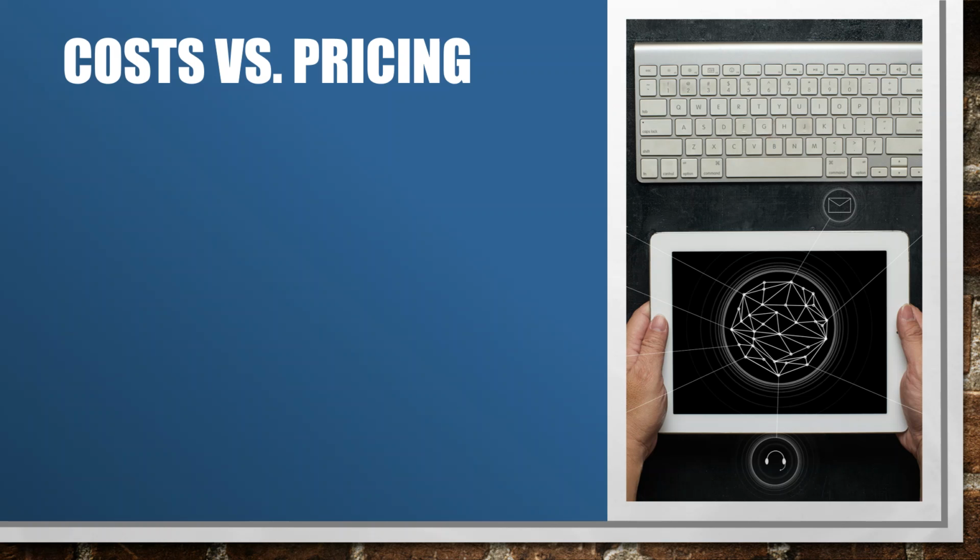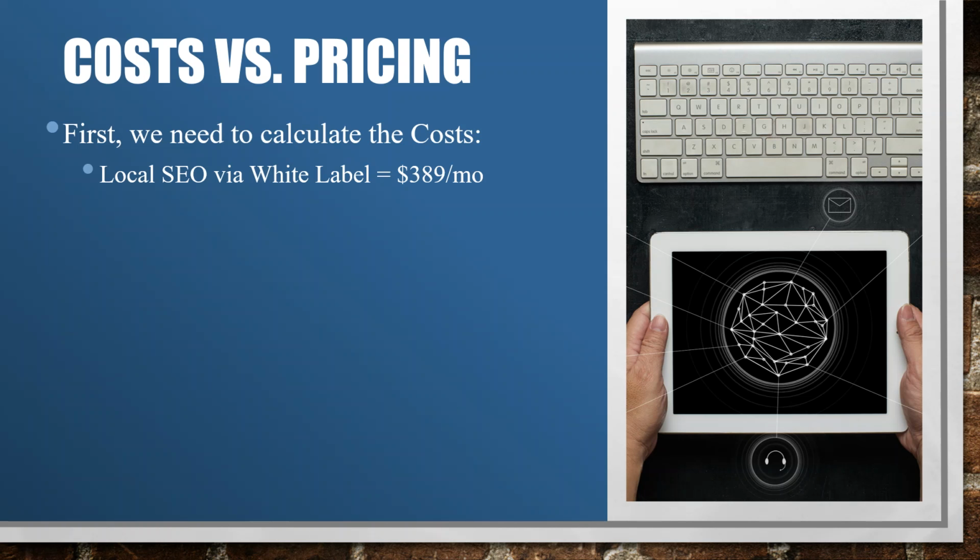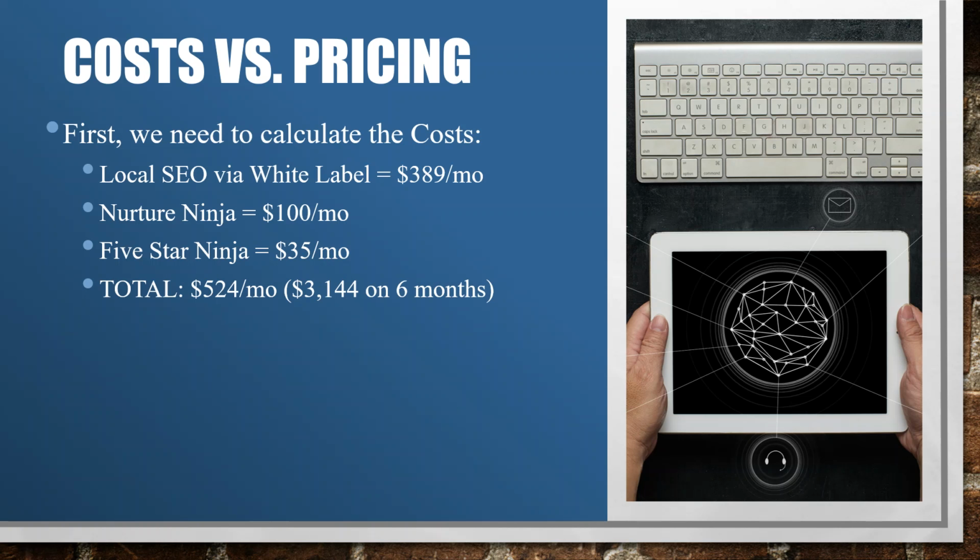Well, first off, we need to understand our cost versus the price. And so when we calculate our cost, we know that if we're going to use a white label SEO, then the cost on that is $389 per month. We know that Nurture Ninja is going to cost us $100 a month, and we know that 5-Star Ninja is going to cost us $35 a month. So total, we're at $524 per month. We're going to assume that this is a 6-month campaign, so we're just over $3,100. Now let's price it out.